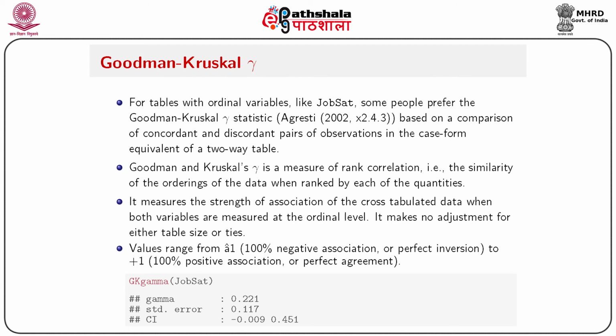For -1 it is perfect disagreement, for +1 perfect agreement. Job satisfaction is one of the data sets that has ordinal factors available, where the table was created by two ordinal factors. So that can be passed through the GKgamma function. It will give you the gamma value, which is 0.221, which is of course a positive association but not very strong. And the confidence interval is also given, that is -0.9 to 0.451. This is not at all significant.